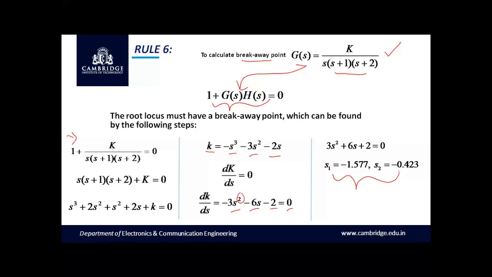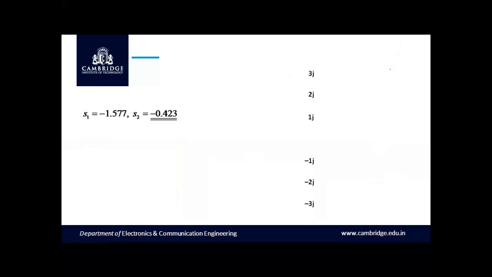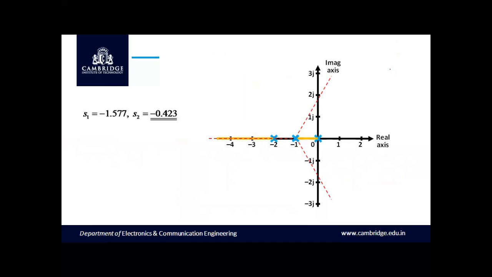So first, let us plot the poles on the S-plane as shown here. So we have already marked the poles at S is equal to 0, S is equal to -1 and S is equal to -2. And we have applied rules number 2, 3, 4 and 5, and we have found sigma is equal to -1, the centroid, and we have found the angles of asymptotes at exactly theta is equal to 60 degree, theta is equal to 180 degree, and theta is equal to 300 degree.